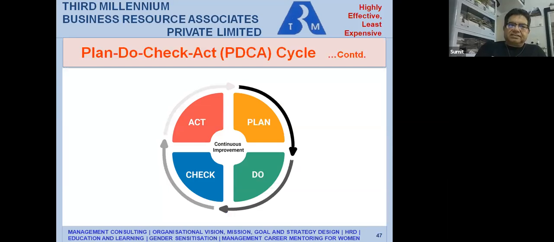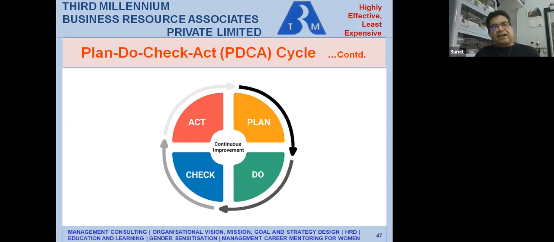This is the diagrammatic way of looking at it. The central part tells you what is the objective. The objective is continuous improvement, as in the case of Kaizen, as in the case of DPR. This gives a methodology for that continuous improvement. So first you plan something, then you must act on the plan. The best plan in the world will not give you any result if it is not implemented. You have to implement the plan, which is the doing part of it.